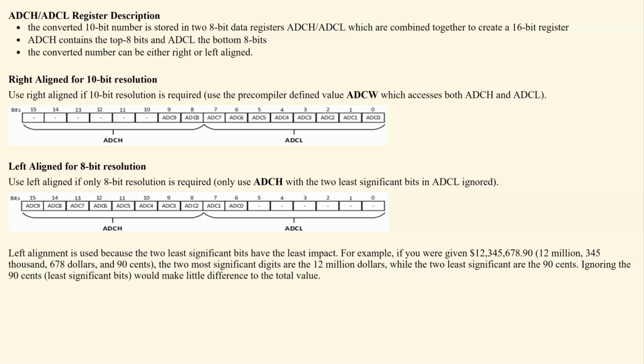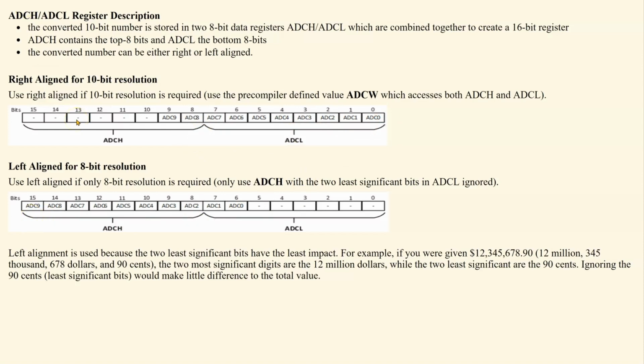There are 5 registers used by the ADC. The first 2 are the ADCH and ADCL registers. So the converted 10-bit number from the ADC is stored in the ADCH and ADCL registers, which are combined together to create a 16-bit register. So the ADCH contains the top 8 bits and ADCL contains the bottom 8 bits, and the converted numbers can be either right aligned or left aligned.